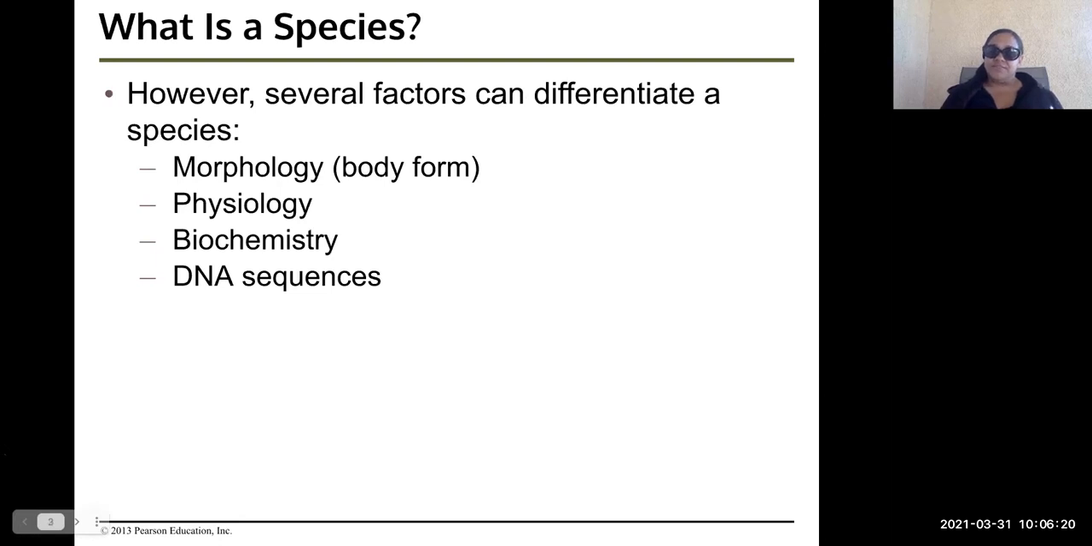However, several factors can differentiate a species. Morphology, which is the fancy name for just body form, what a body looks like. Physiology, the insides of something. And biochemistry, and of course, DNA sequences. DNA sequences is always the newest discovery because we've only known what DNA is actually made of for 70 years or so. Relatively new field of study.